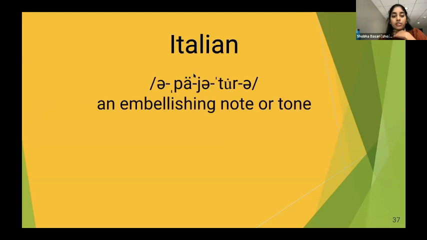We had another example in Italian, appoggiatura, which is like an embellishing note or a tone. And so people can guess a little bit. Could you pronounce it again? Appoggiatura.